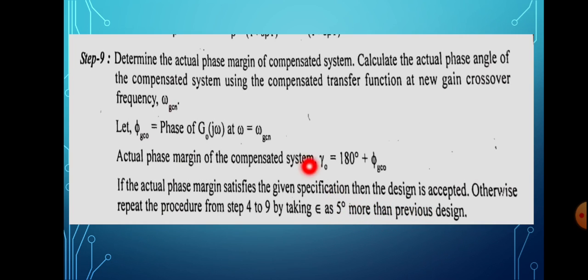Now you have designed the system with epsilon equal to 5 degrees, and you have gone through the different steps, and at last you will reach step 9, where you have to calculate gamma 0. If gamma 0 is equal to the gamma 0 given in the question, then you can stop the procedure there. If gamma 0 is not equal to the phase margin given in the question, then you have to go to step 4 where you had taken epsilon equal to 5 degrees. If it is not satisfied, then you have to take epsilon equal to 10 degrees, and continue the procedure from 4 to 9. That's all about this lag compensator design.